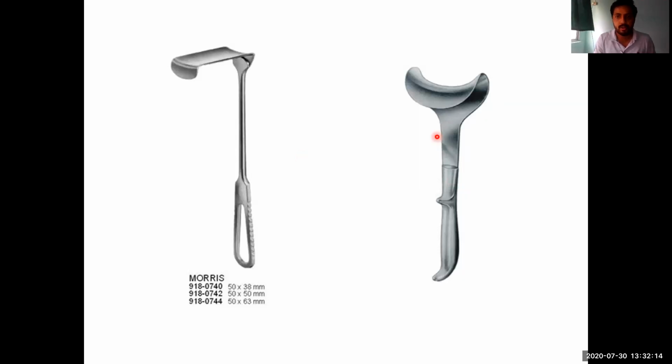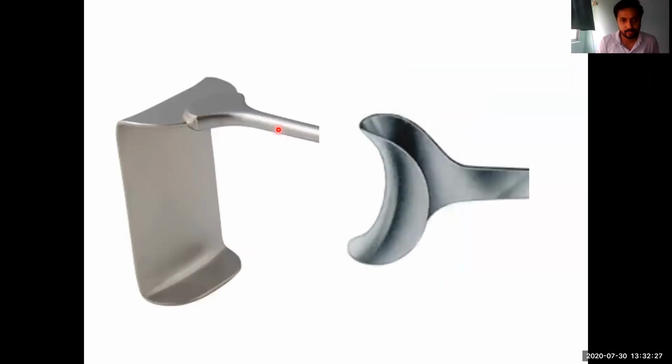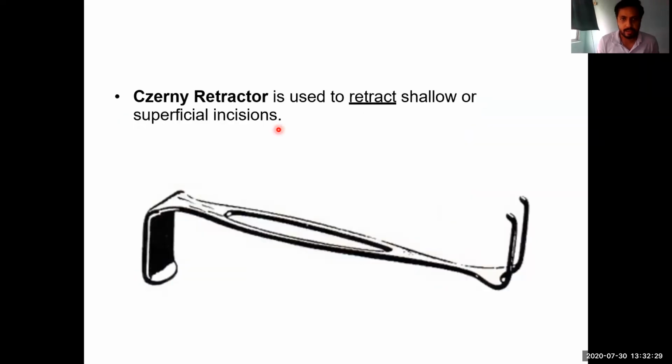Doyens is also used to retract a little bit after exposing the peritoneum, meaning to retract out the two edges of the suture lines. We use Doyens, and this is a little bit larger than the Morris and the Langenbeck.